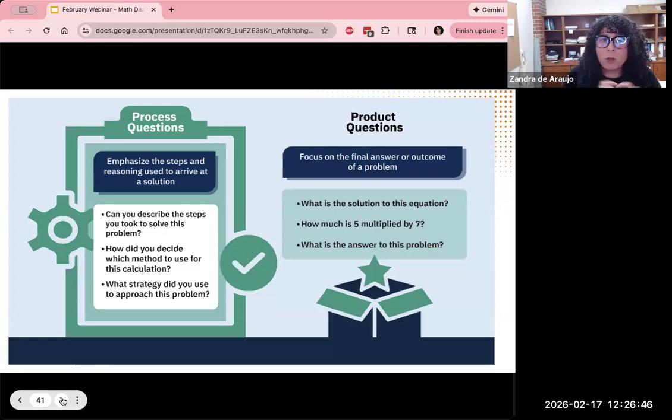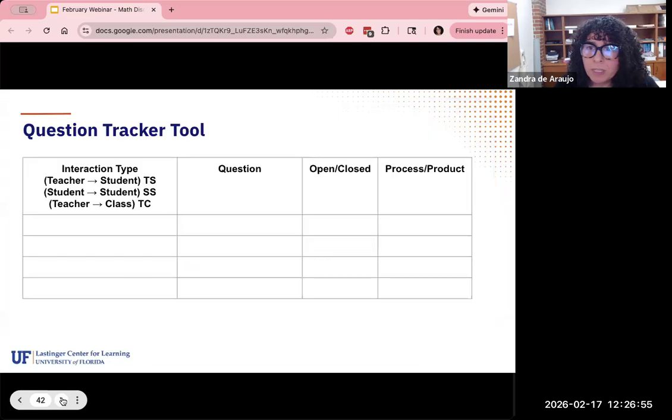So instead of just closed product questions, we want to move toward more open process questions, and it'll help you in the long run in your classroom.